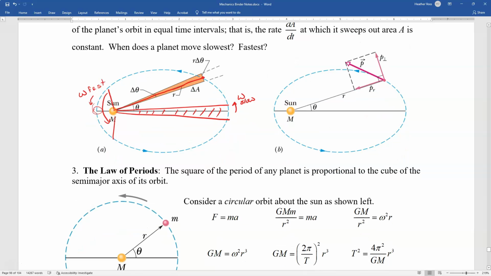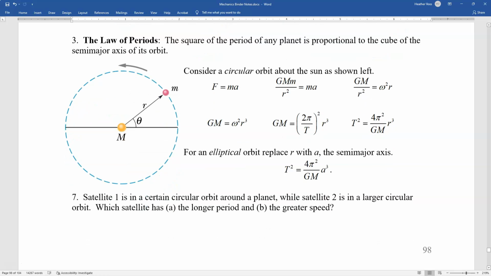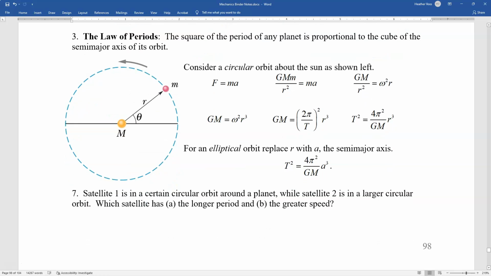Now, Kepler's third law is what we refer to as the law of periods. We've kind of glossed over this in the past and not given the full equation. What we typically say is something like the square of the period is proportional to the cube of the semi-major axis.